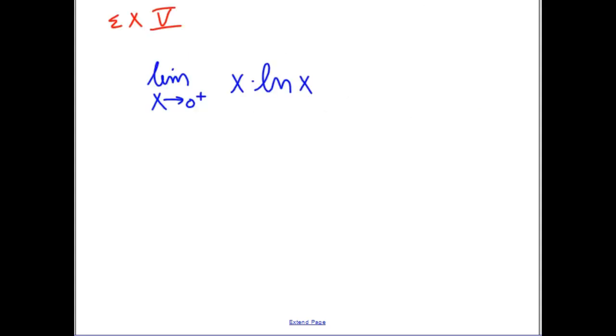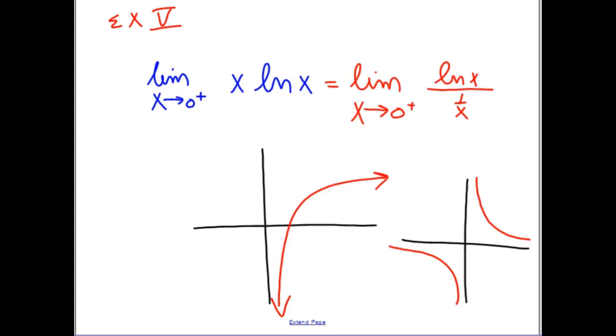So, when you have a problem like this, it doesn't look like it would fit L'Hopital's rule because you've got a multiplication and everything we had was a division, right? 0 over 0 or infinity over infinity, neither of which appears. But I can rewrite this. When I try to plug it in, I get 0 times negative infinity, which just doesn't make sense. And so that didn't work.